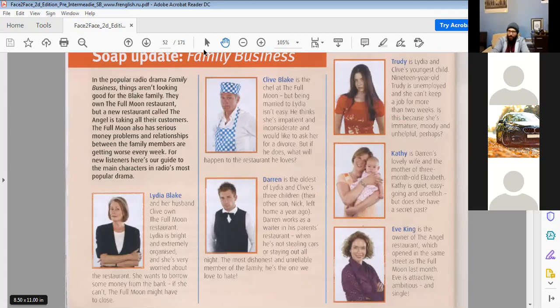Okay, so start from here. Lydia, we have Lydia. Then we have Clive, Darren, Trudy, Kathy, and Eve King, okay? And when you're done reading, just let me know you're finished, and we can talk a little bit about these characters.